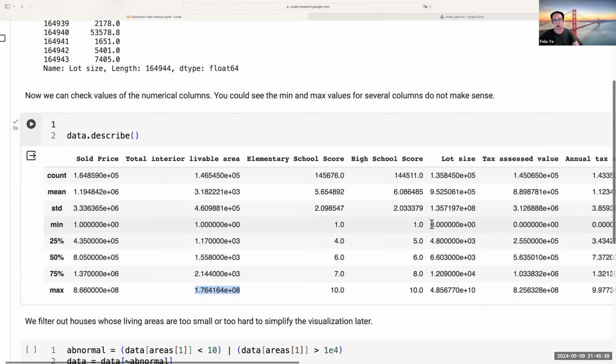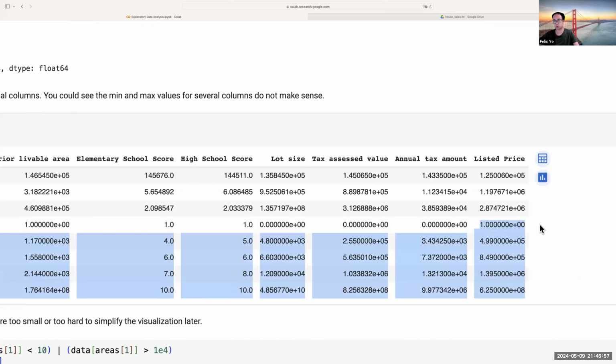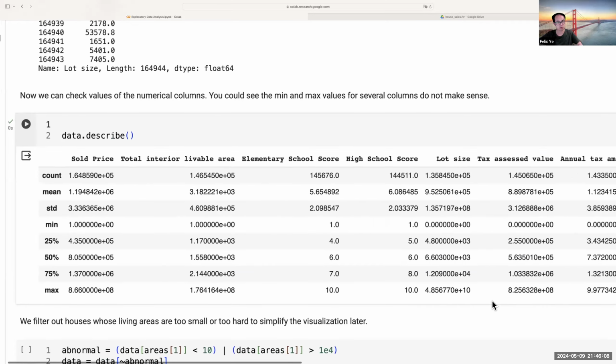And also this lot is actually 0. This lot is 10 to the 10th. So you can see the minimum value and the maximum value, it doesn't make any sense. And the tax assessed value is precisely equal to 0. So this is not making too much sense. And the list price is just $1. So obviously there's some error and outliers in these data entries. Same here, this value is way too high, 10 to the 8th.